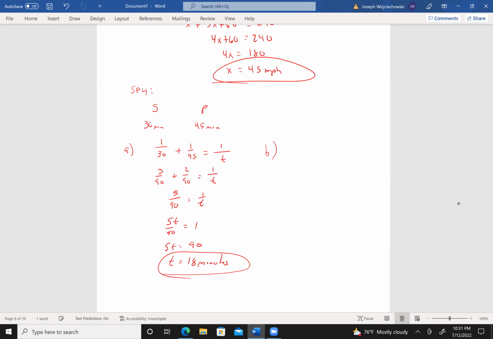Part B asks, how long will it take to paint all 16 offices? Well, it takes them 18 minutes to paint one, and there's 16 of them. What do we end up with? 18 times 16. That's 288 minutes, which is what, 4 hours, 48 minutes. Or what, 4.8 hours?